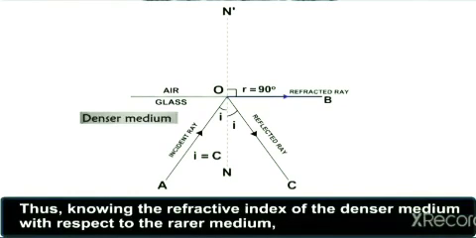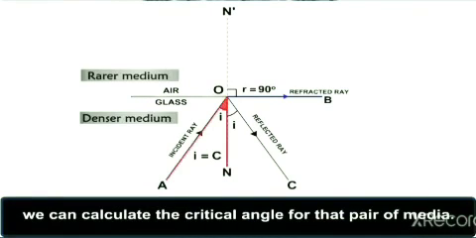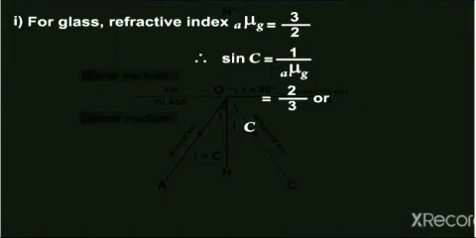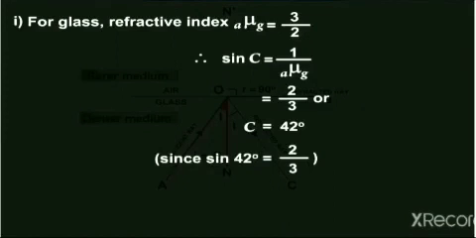Thus, knowing the refractive index of the denser medium with respect to the rarer medium, we can calculate the critical angle for that pair of media. Examples. First, for glass, refractive index of glass with respect to air is equal to 3 upon 2. Sine C is equal to 1 upon refractive index of glass with respect to air, which equals 2 upon 3, or C is equal to 42 degrees, since sine 42 degrees is equal to 2 upon 3.